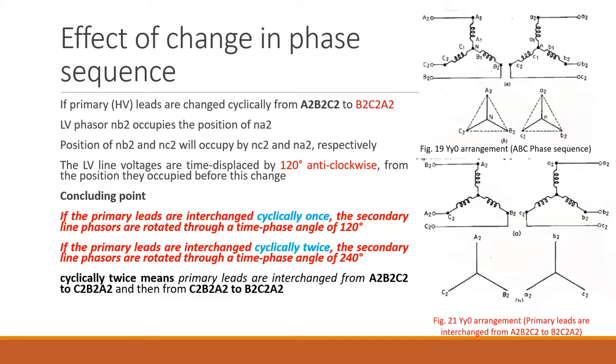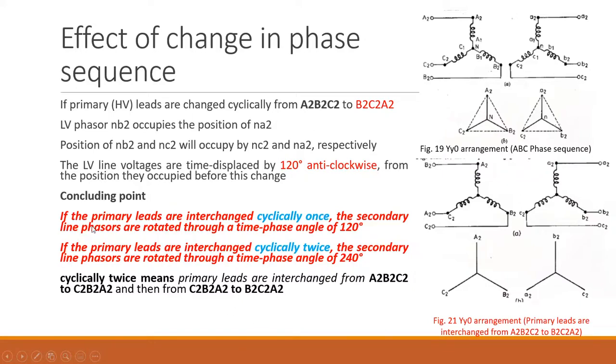What we mean by cyclically twice here is that the primary leads are interchanged from the original ABC, A2, B2, C2, so it becomes CBA, then from CBA it will become BCA. So A2, B2, C2 to C2, B2, A2, and from C2, B2, A2 it will become B2, C2, A2. So this is your final connection.